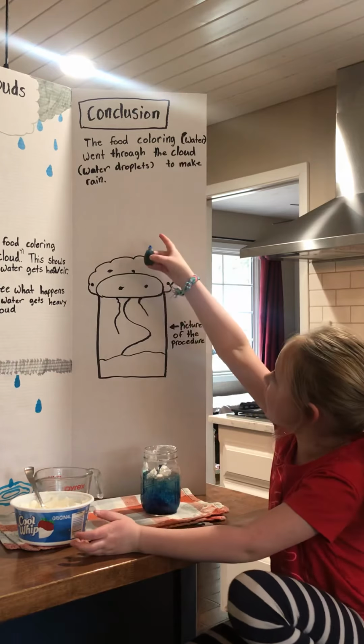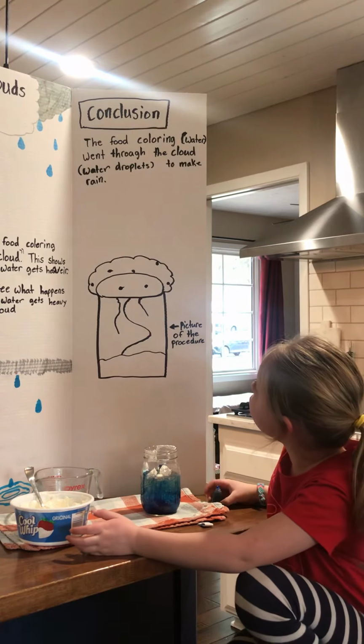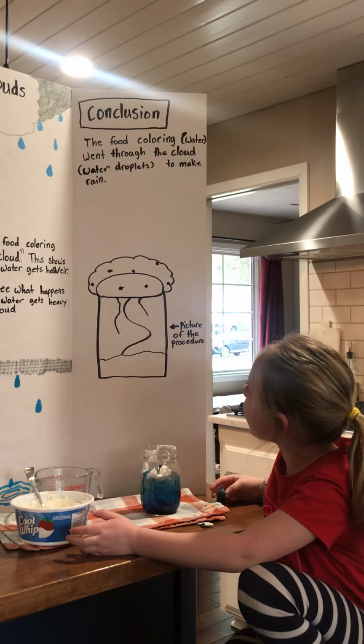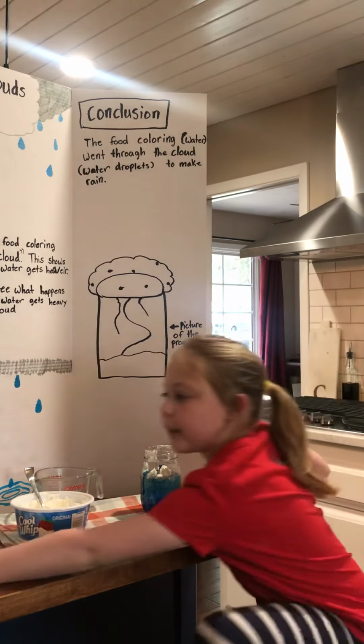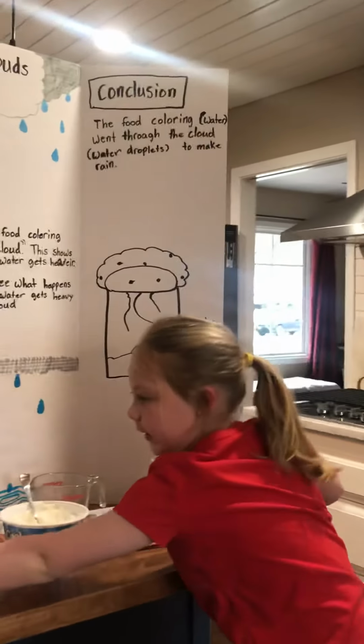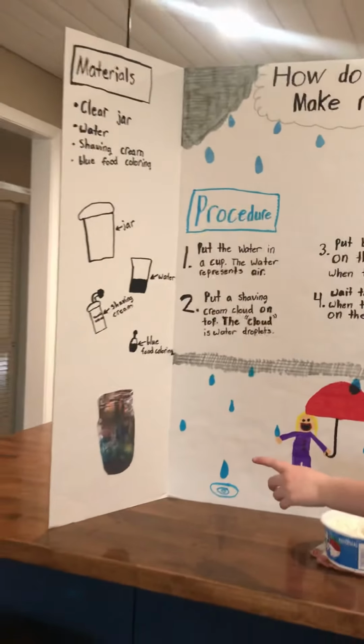And then here's the conclusion. The food coloring water went through the cloud, which is water droplets, to make rain. And then here's a picture of when I did the experiment later today.